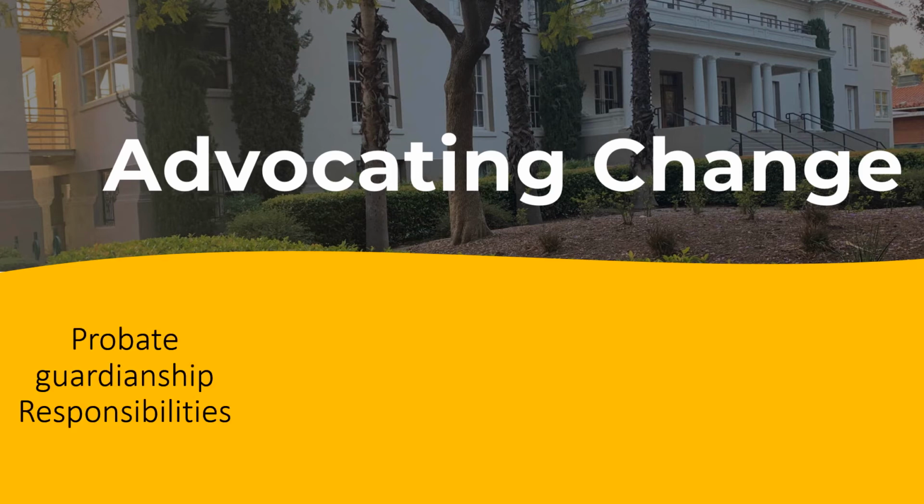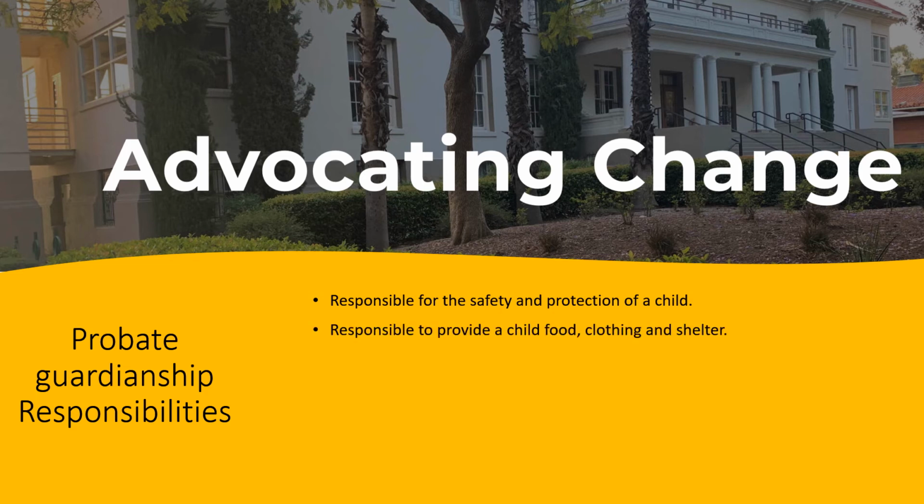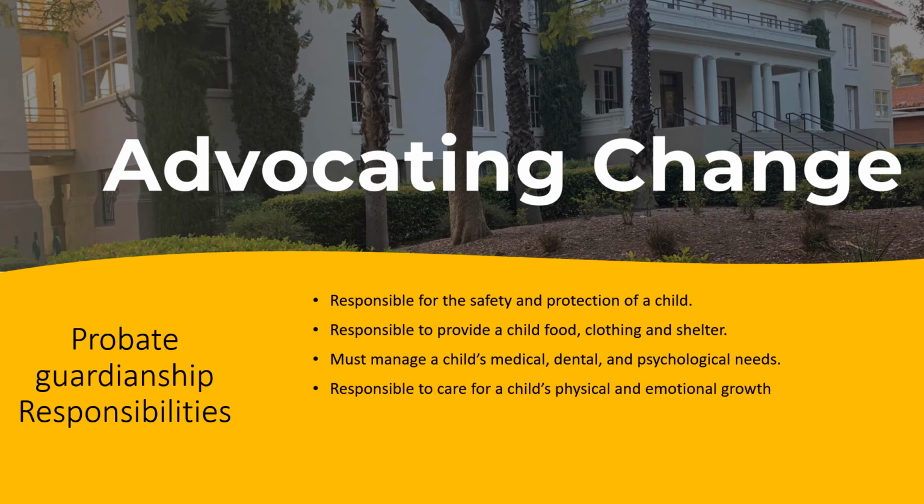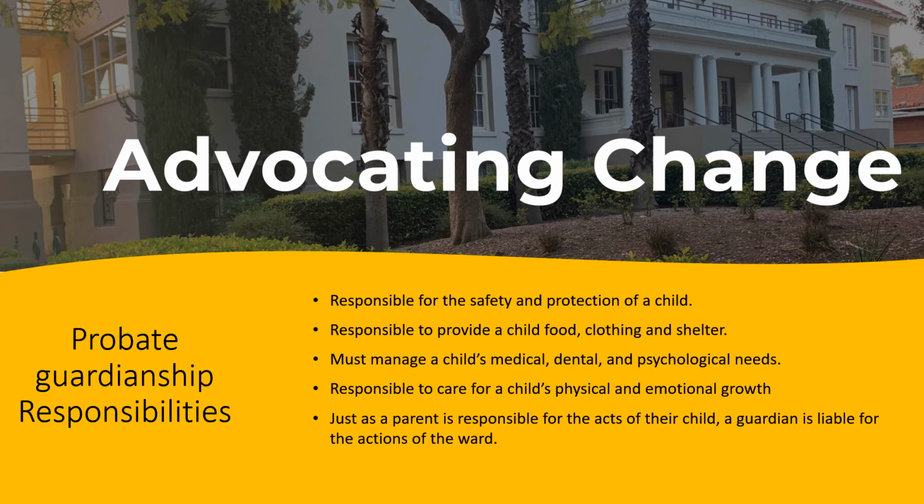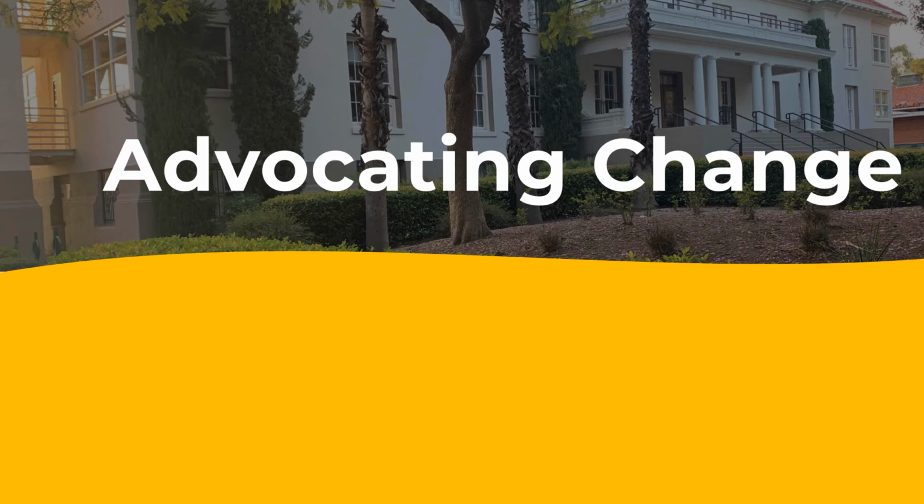In those cases where parents cannot take care of their children, a legal guardian of the person is responsible for the safety and protection of a child. Additionally, the guardian is charged with providing a child with food, clothing, and shelter. The legal guardian must also manage a child's medical, dental, and even psychological needs. In essence, the guardian must take charge of a child's physical and emotional growth. Finally, just as a parent is responsible for the acts of their child, a guardian is liable for the actions of their ward.